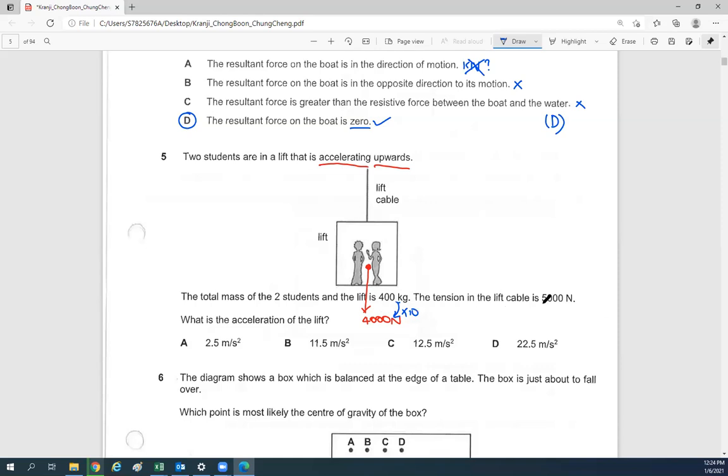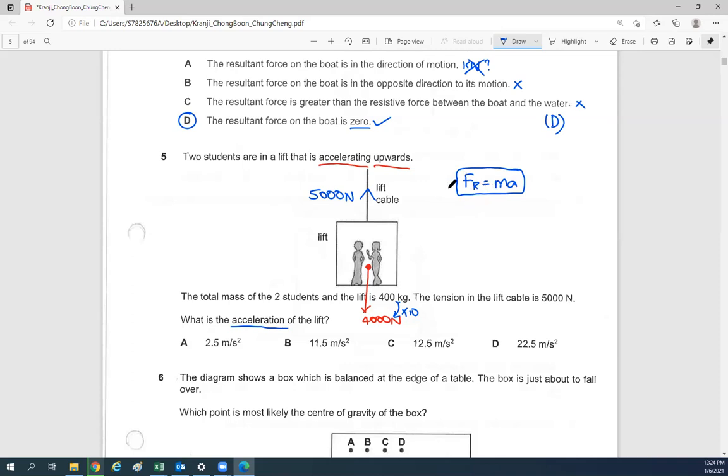The tension is 5,000 Newton. So the tension means it's the force in the cable. The force in the cable is 5,000 Newton. Okay. So they're asking for the acceleration. Therefore, I'm going to use the formula FR equals to MA. You must remember this formula and know how to use it.